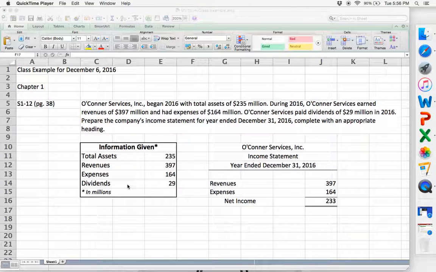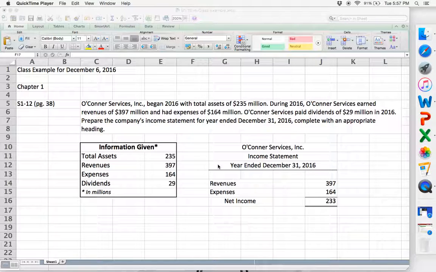To begin constructing your income statement, you have to start off with the appropriate headings. And this will be the case for every financial statement that you create. You always start off with the company's name, so in this case, O'Connor Services, Inc. Then the next line will disclose which kind of statement it is, and in this case, it is the income statement. And then you always list out when the period is ended, so in this case, year ended December 31st, 2016.